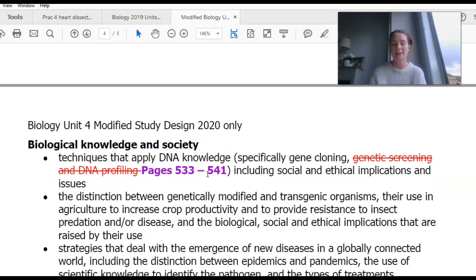However, and this comes up a bit more in chapter 14, techniques that apply DNA knowledge, specifically gene cloning, genetic screening, and DNA profiling, have been eliminated. Genetic screening does encompass identifying polymorphisms, and DNA profiling I'll come to later as well. So I think it has been removed from the course, but it's one of those grey area ones where I want to give you just the base knowledge anyway, and not harp on too much about it, because I don't think it's going to be assessed this year. I'm just pointing out why I'm saying that and why I'm a little bit uncertain.